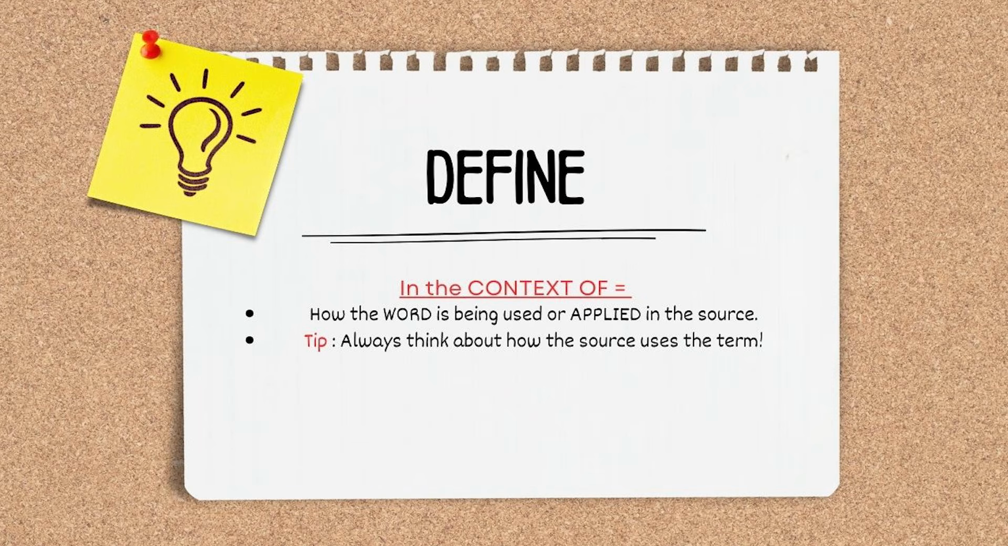When they say in the context of, it simply means how this word was used or how this word was applied in this particular situation. Remember, you are talking about a particular topic here, whether you are studying the Cold War, whether you are studying the French Revolution, whether you are studying apartheid South Africa.